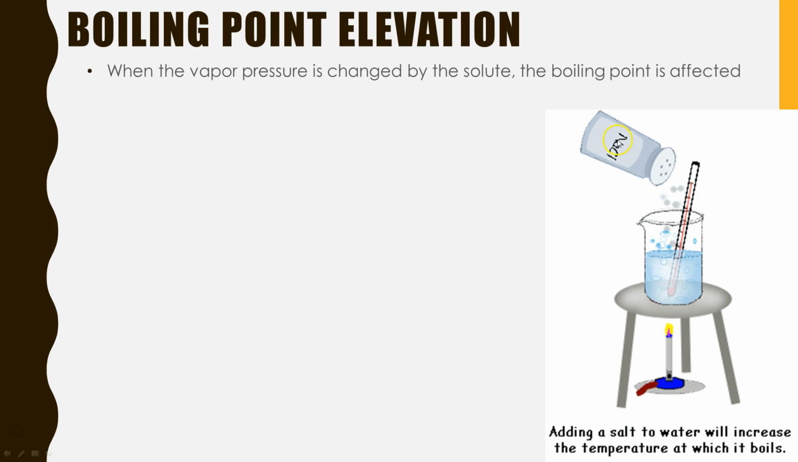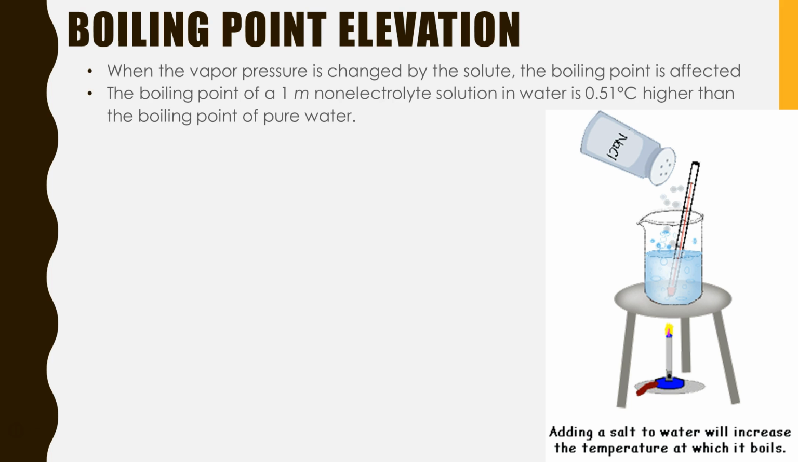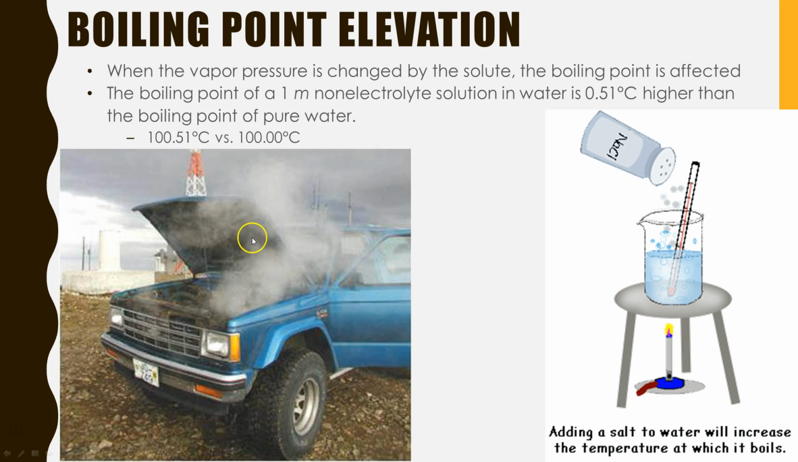You have boiling water. If you pour salt in it, that's actually going to increase the boiling point. Stuff that might be boiling might stop boiling. It's still hot. It's just no longer changing to gas as rapidly. A 1 mole non-electrolyte solution is going to be 0.51 degrees Celsius higher than the boiling point of pure water, 100.51 versus 100 degrees Celsius.